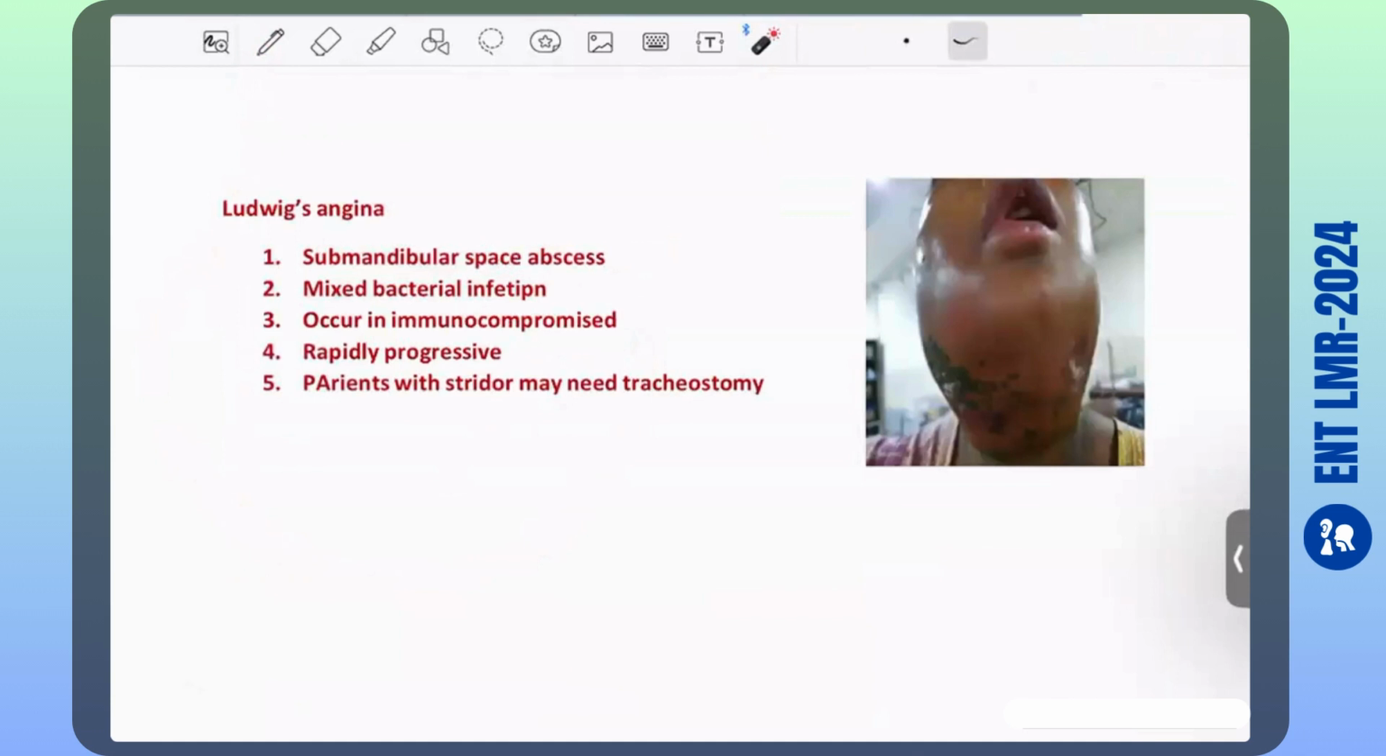Ludwig's angina is nothing but submandibular space abscess. There will be mixed bacterial infection happening. It occurs in immunocompromised individuals. It is rapidly progressive and patients may present with stridor, may need tracheostomy. So it's nothing but a submandibular space going for infection, causing entire swelling of the neck. So there is a mixed bacterial infection. The patient will be having an immunocompromised state, like uncontrolled type 2 diabetes. So if you don't treat it adequately on day one itself, the patient can go for stridor. You may need tracheostomy also.